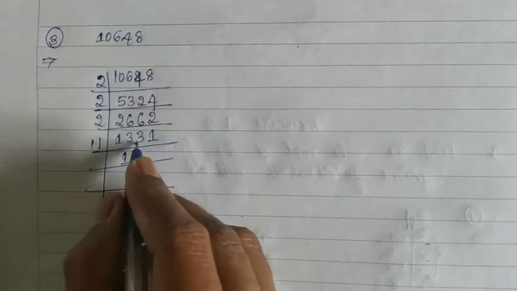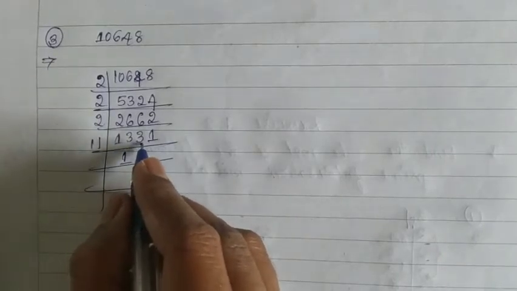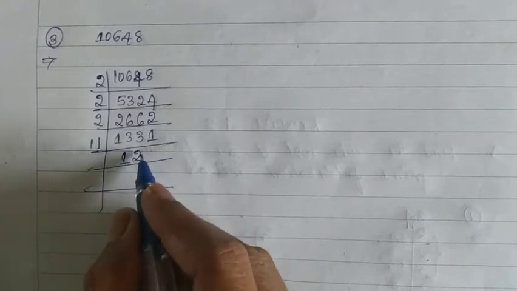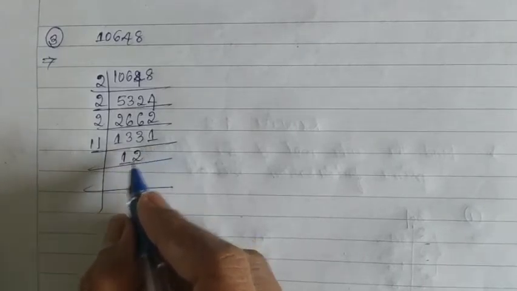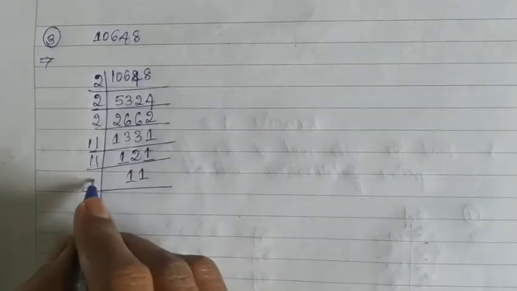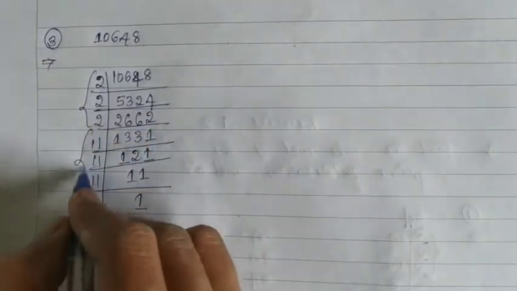11 ones are 11. 2 is remaining, it becomes 23. Now take 11 2s are 22. 1 is remaining, it becomes 11. 11 ones are 11. Next, again take 11. 11 ones are 11. Now from 11, 11 ones are 11. Grouping the numbers in threes like this.